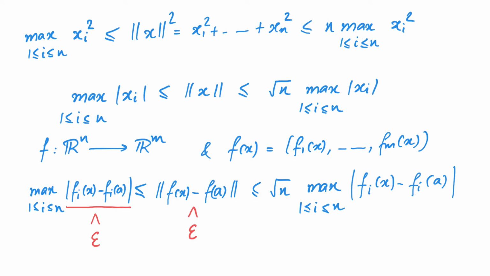On the other hand, if fi are continuous for all i, then given any epsilon, I can choose a delta such that whenever norm of x minus a is less than delta, mod of fi of x minus fi of a is less than epsilon by square root of n, which would ensure that norm of f of x minus f of a is less than epsilon. Thus, f is continuous. Therefore, we have proved the theorem that we wanted to prove.